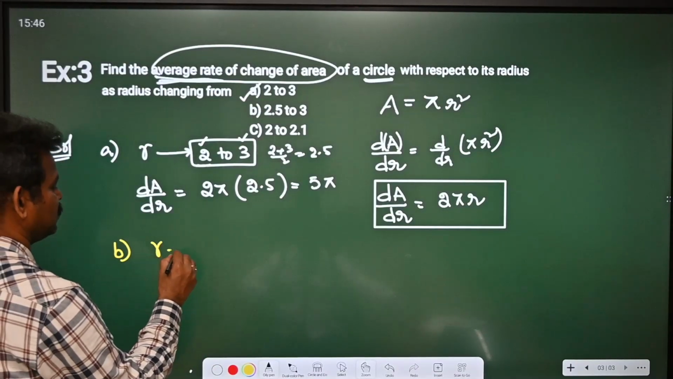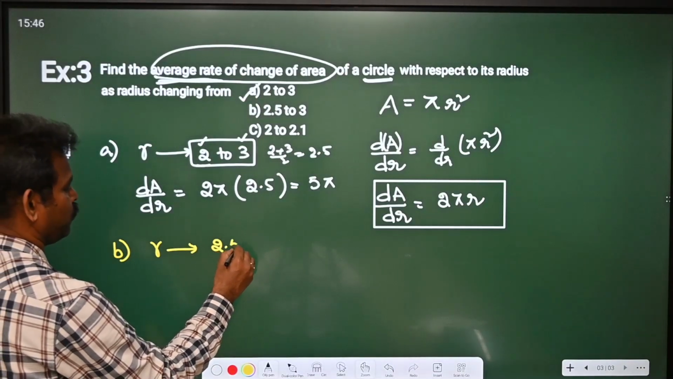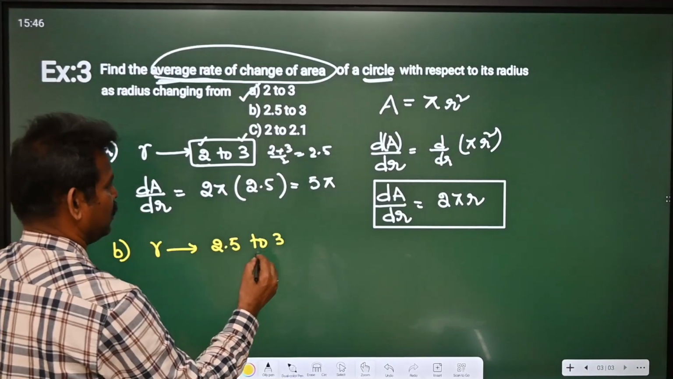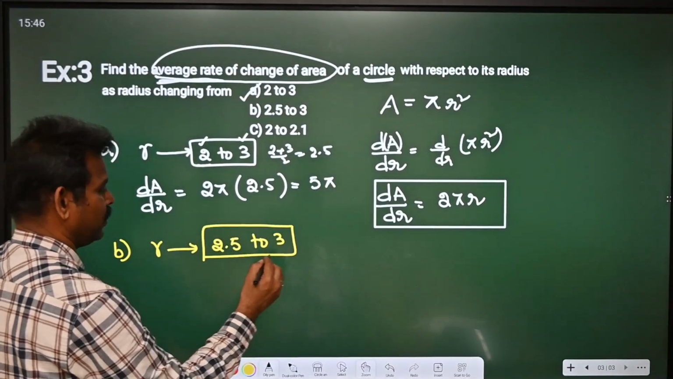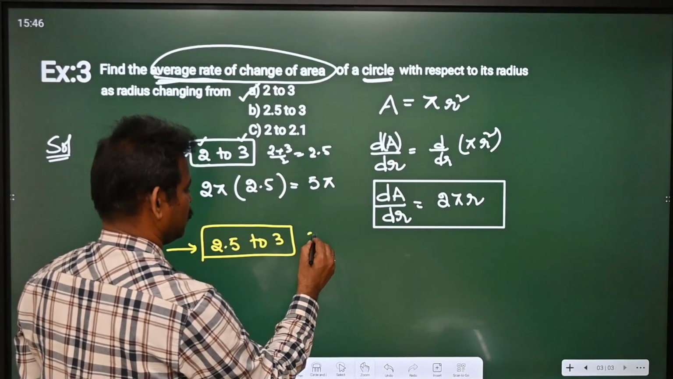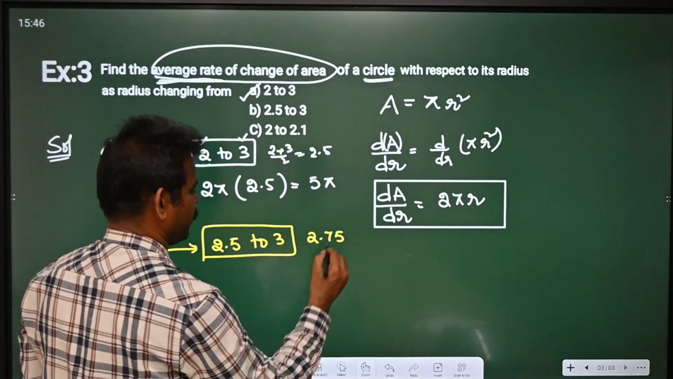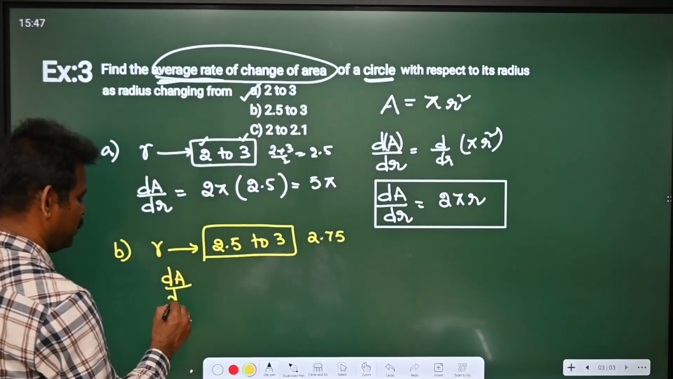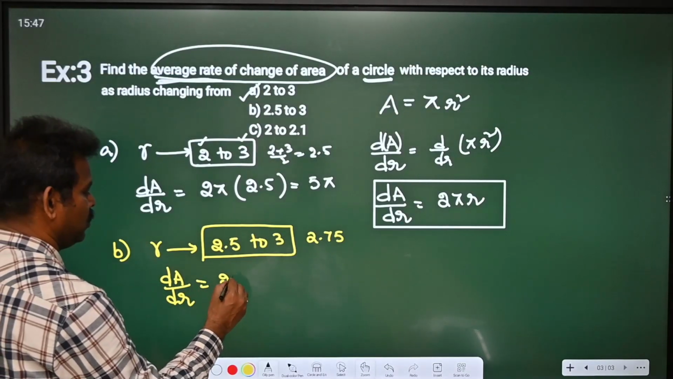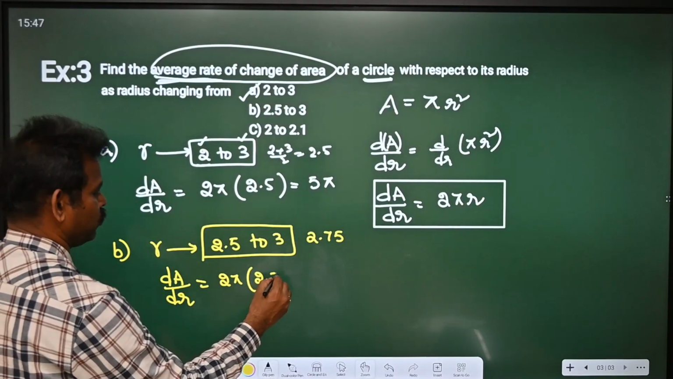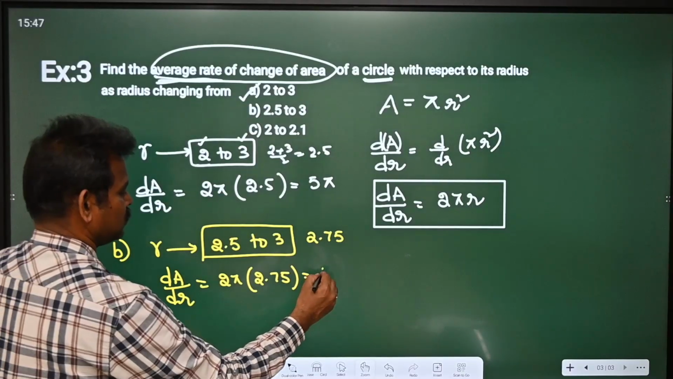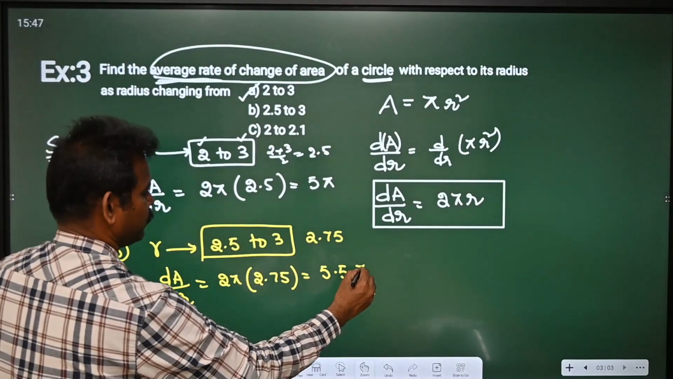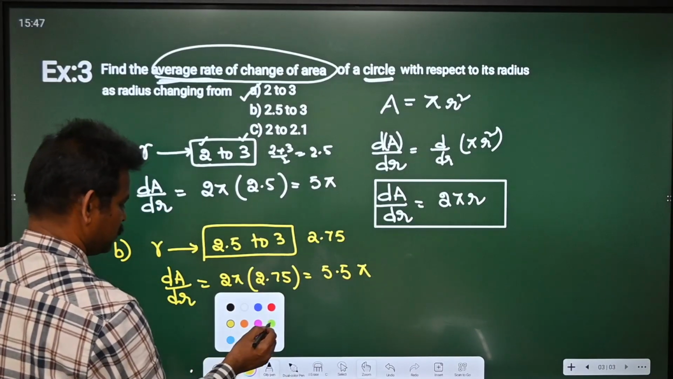When the radius changes from 2.5 to 3, first of all we will write the average radius, which is equal to 2.75. Average of these two is 2.75. So dA by dr is equal to 2 pi into 2.75. This is 5.5 pi.